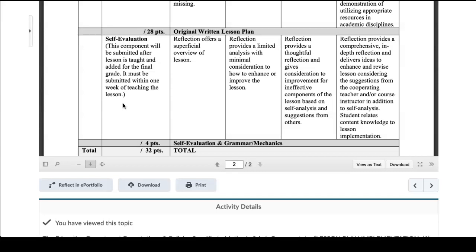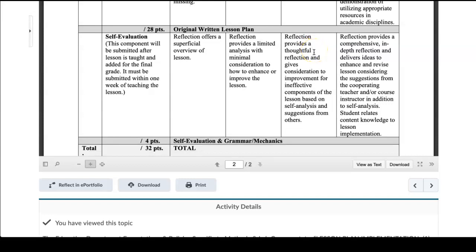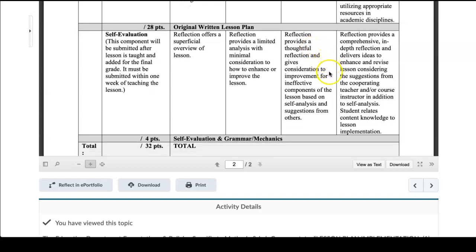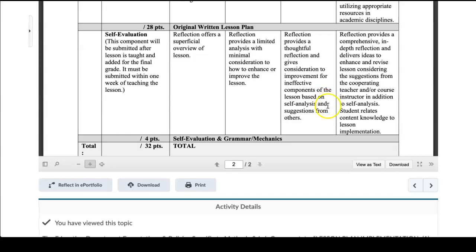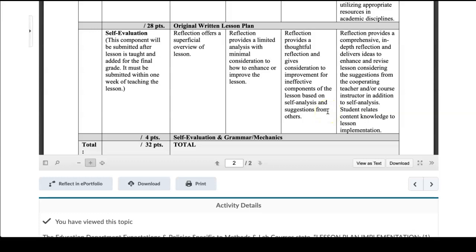Here, reflection provides a thoughtful reflection and gives consideration to improvement for ineffective components of the lesson plan based on self-analysis and suggestions from others. In this case, your classmates will be giving you feedback on a few of your lesson plans, and you will always be provided with feedback from your course instructor.